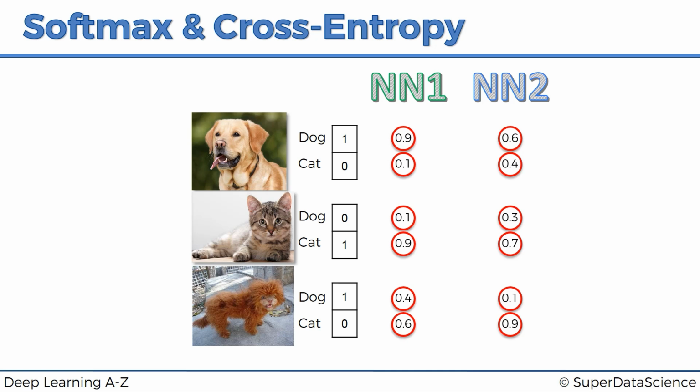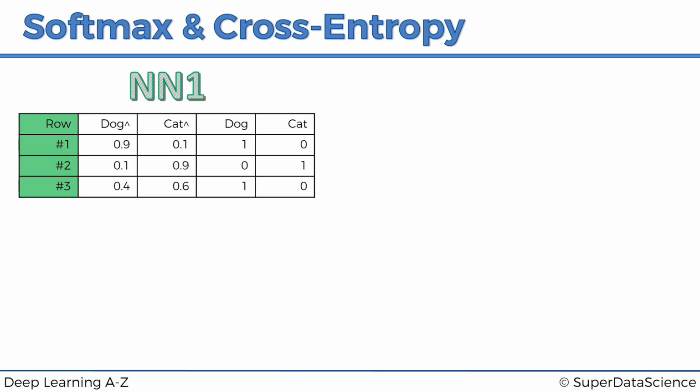And so now we're going to look at the functions that can measure performance that we've kind of talked about already. So let's put these into a table. So there's neural network 1. You have the row number, so that's the image number.